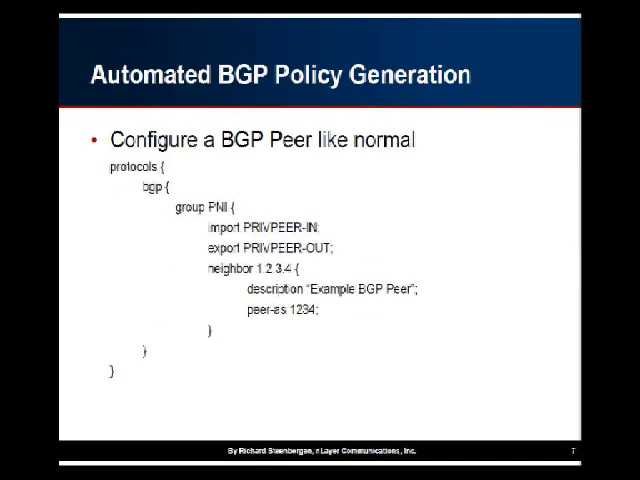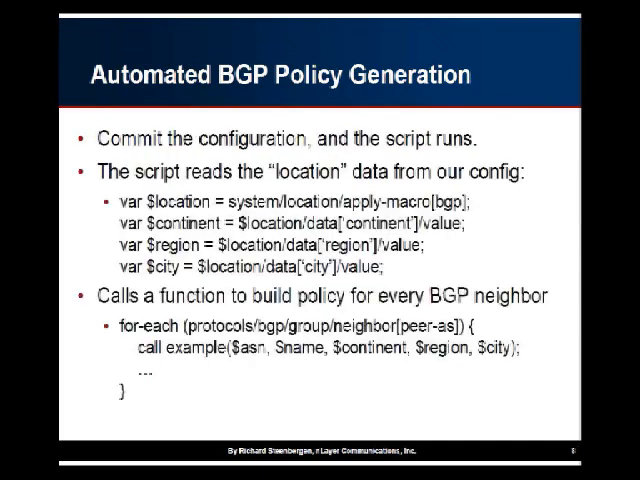So then, for example, I configure an example peer. I don't have to do anything complicated. I just configure the neighbor, the description, the peer AS, and everything pretty much gets built from there. So you commit the configuration, and the commit script runs. The first thing it does is read in the location data, and it runs through the config, running this function against every configured neighbor.